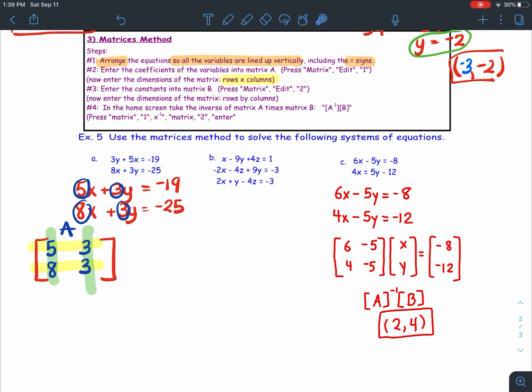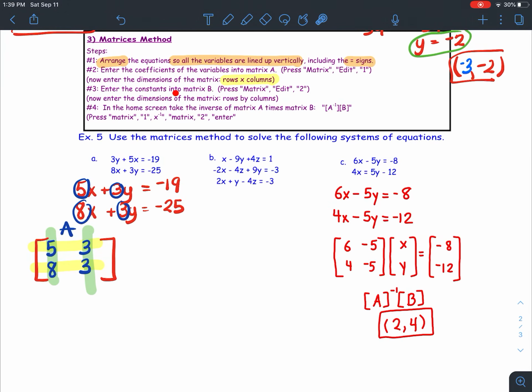The way it fills in is it types across the rows. So you're going to type 5, then hit enter. It should bump over to this spot. 3, hit enter. It'll jump down here. 8, enter. Finally, 3, enter. Okay, you have just entered the coefficients into matrix A.